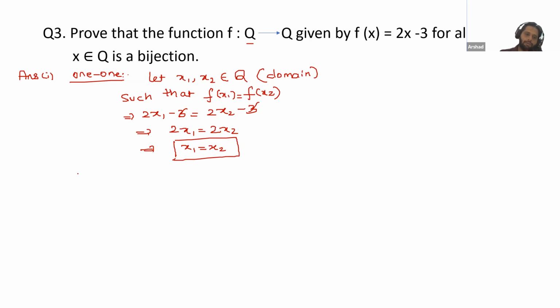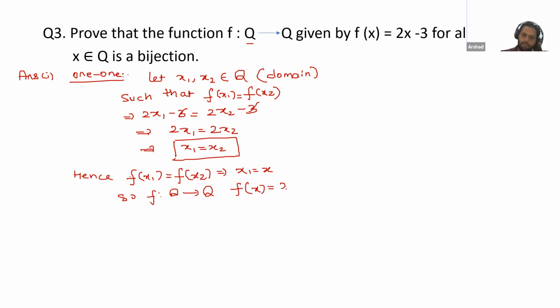Hence f(x1) is equal to f(x2) implies x1 is equal to x2. So the function f from Q to Q, f(x) is equal to 2x minus 3, is one-one. I hope no one has a doubt in this. Next, second part. Please note down this, then we will start the second part.